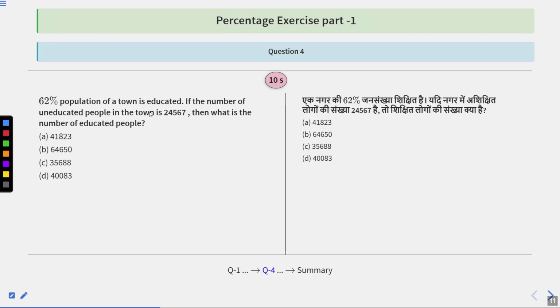Next, 62% population of a town is educated. If the number of uneducated people in the town is 24,567, then what is the number of educated people? Options are given to you A, B, C, D, and I'm giving you 10 seconds to find out the correct answer.